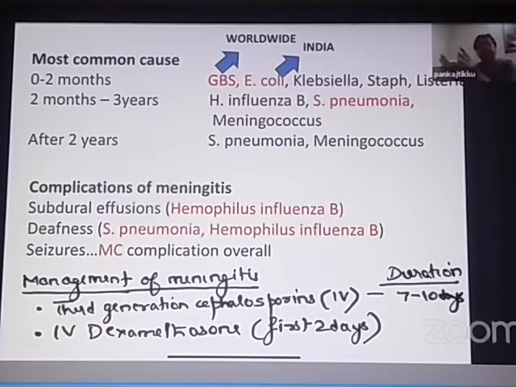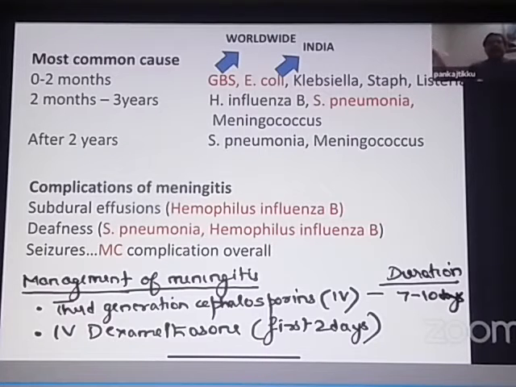Then between 2 months to 3 years of age, the most common cause of meningitis in children is Haemophilus influenzae, followed by Streptococcus pneumoniae and meningococcus. After 2 to 3 years, the most common cause of meningitis is usually Streptococcus pneumoniae and meningococcus. So obviously they can give a question to you like this. A 6-month-old child is known to have meningitis, which is the most likely cause? So if it is a 6-month-old child, the child will be in which age group? 2 months to 3 years.